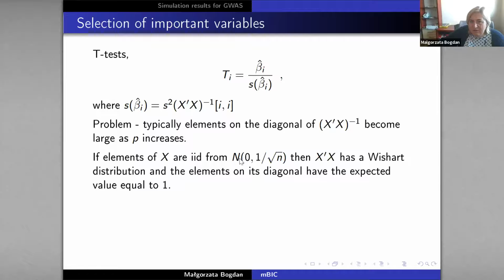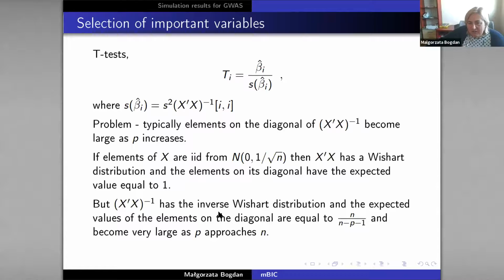I'm doing this as an example because it is a relatively easy example. Your X's are independent, so each of your regressors will be independent from the other ones. And we know exactly that when X's have such a normal distribution, if we multiply X prime by X, we will have a matrix which has a distribution called the Wishart distribution. You can go to Wikipedia and find out what it is, okay? So it has a Wishart distribution, and the elements on the diagonal of this matrix will have expected value equal to 1.